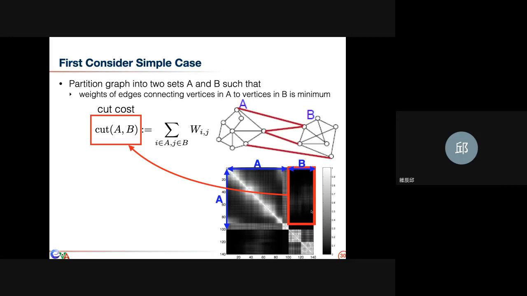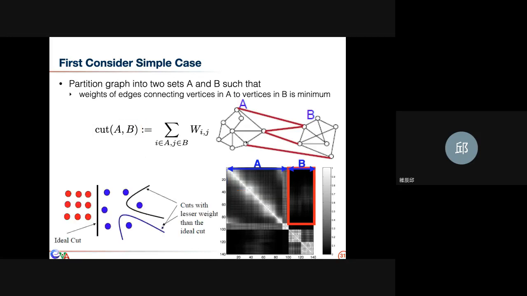Because this area contains all the pairwise similarities between A and B. So basically, you would like to minimize the summation of the elements in this area of the similarity matrix. So that is the cut cost. That is related to the cut cost. But here comes an issue.